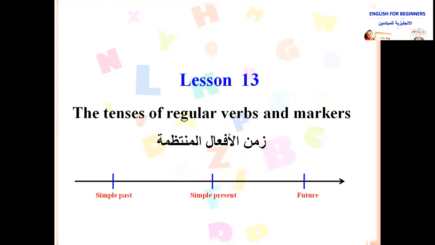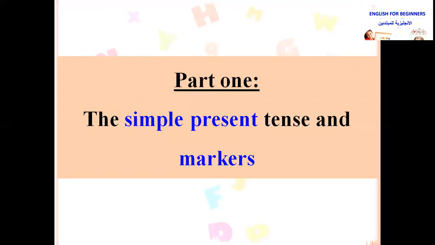In this video, we are going to see three main tenses in the English language, which are the simple past, simple present, and future. Part 1. The simple present tense and markers.